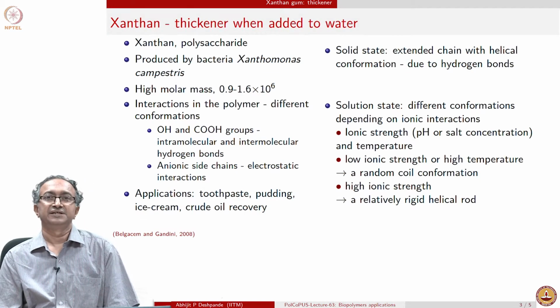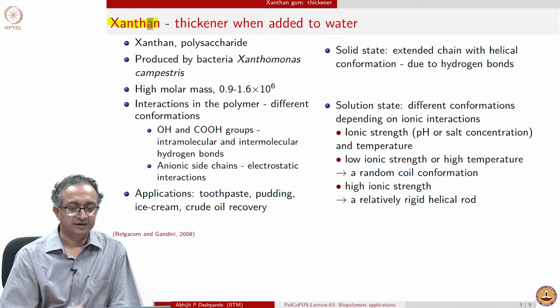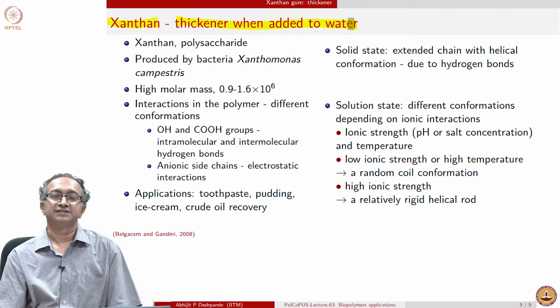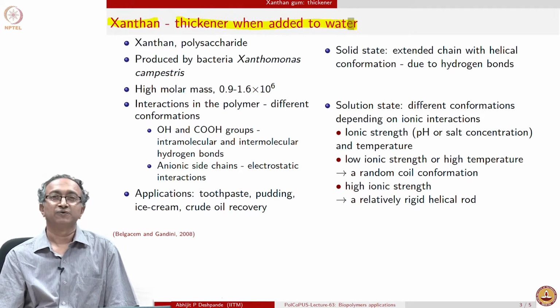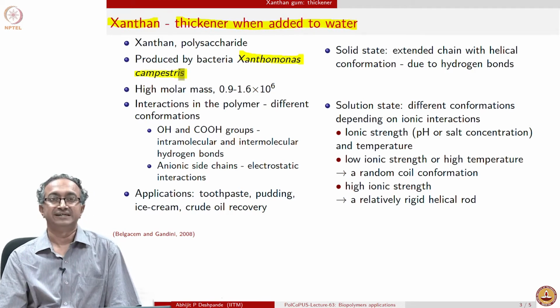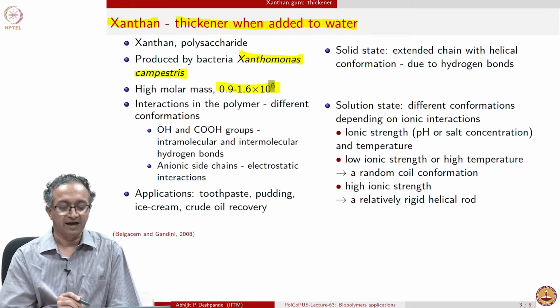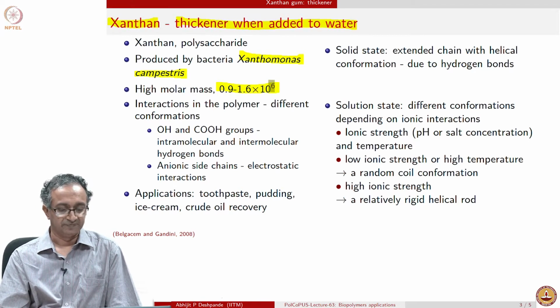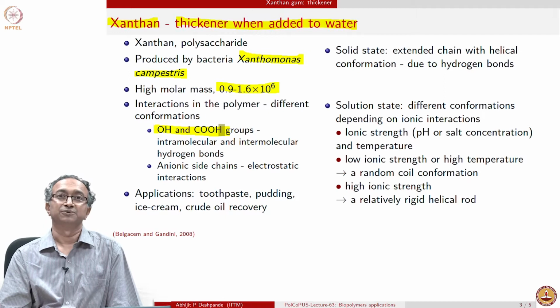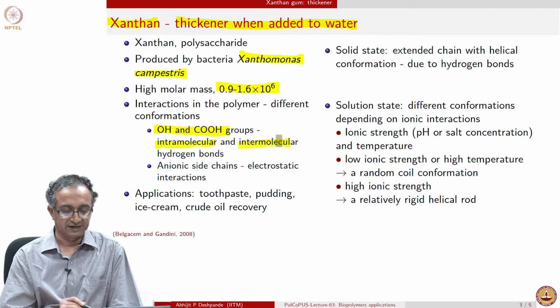So, let us look at xanthan gum as an example. Again it comes from a microorganism, but when you add this in water it acts as a viscosity modifier or a thickener, and therefore it is used quite commonly. It is made by a bacteria, as I mentioned already. It has a fairly high molecular weight, molar mass is quite high, and very important in the chemistry or physical chemistry of this compound is the presence of hydroxyl and carboxylic acid groups, which lead to very significant interactions, mainly hydrogen bonding in this polymer.